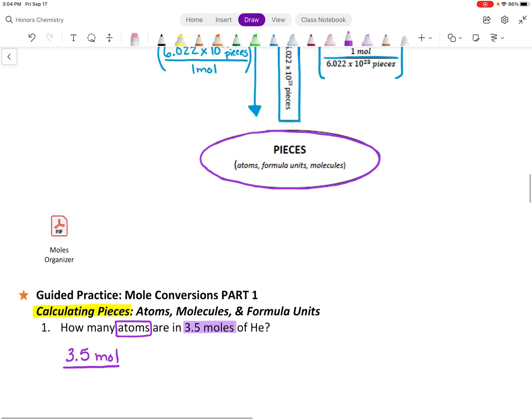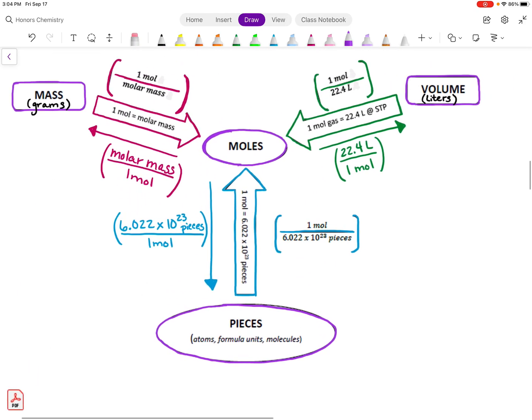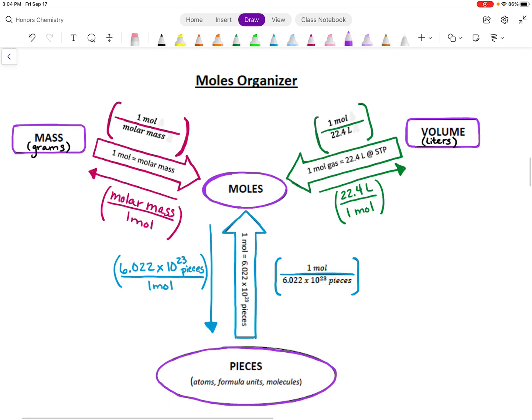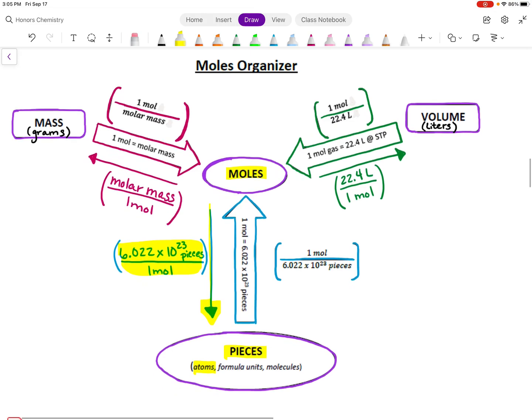So I start with moles and I want to know atoms. I'm going to go back up to this handy little handout. To go between moles, okay, we're starting with moles and we want to know pieces, those atoms. We're going to work down this list in order to go there. And so we're going to use this hand-drawn one on the left in order to get there. Let's give that a try.